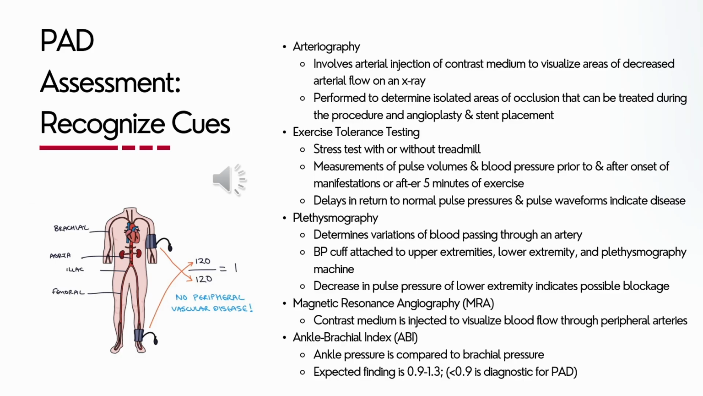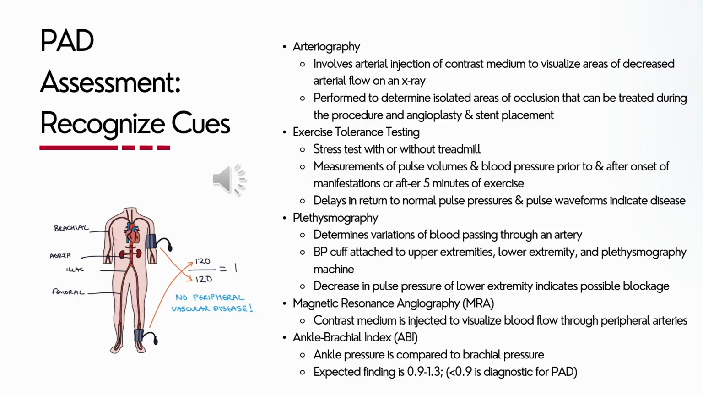Exercise tolerance testing. This can be done with or without a treadmill. When it's done without a treadmill, usually it's chemically induced using certain medications. But pulse volumes and blood pressures are measured before and after the onset of symptoms or after 5 minutes of exercise. Normally there is minimal change in ankle pressure during exercise, but in patients who have peripheral arterial disease, the ankle pressures may decrease by 40 to 60 millimeters of mercury. If the return to baseline pressures takes longer than 10 minutes, then this indicates that we have an abnormal arterial flow.